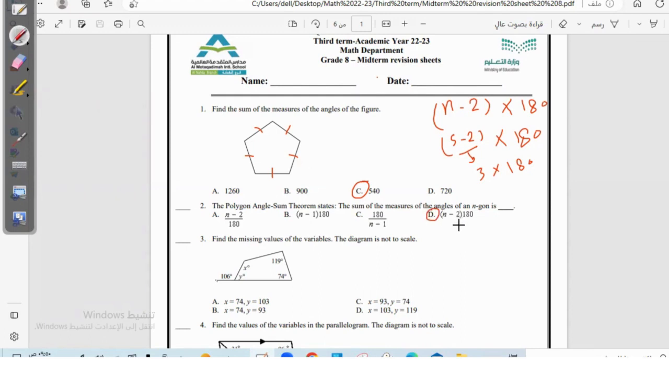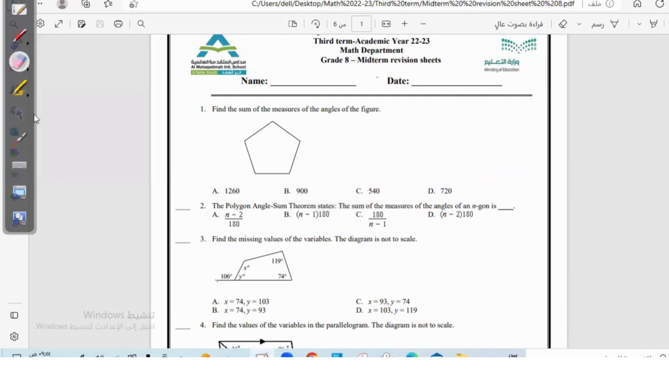What about if he asks about one angle? It's n minus 2 multiply 180 divide by n. Okay, the choice is not here. But if we ask about the sum, you choose n minus 2 multiply 180. Now, question number 3.